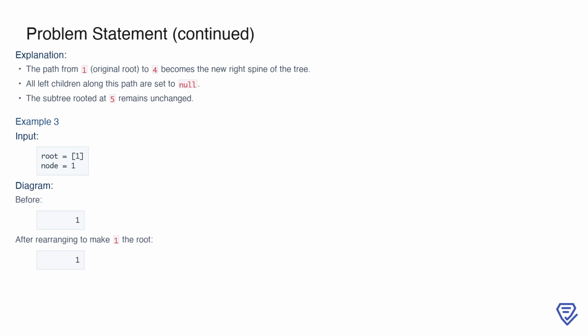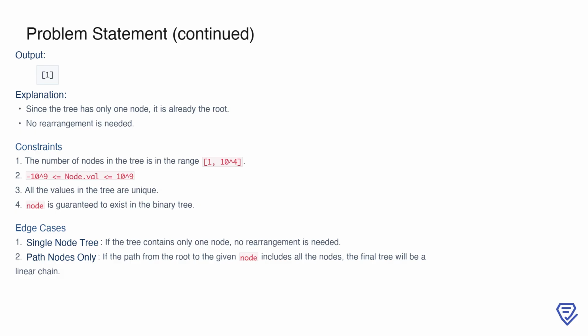In the simplest case, consider a tree with only one node. If the input binary tree is 1, and the node you want to make the root is also 1, then no rearrangement is needed. The tree remains as it is, with 1 as the root. In this case, the output is simply 1. This covers the edge case of a single node tree, where the structure is already valid, and no changes are required.